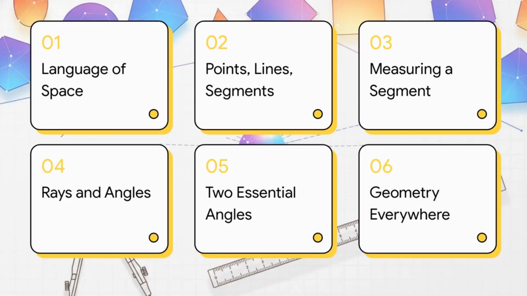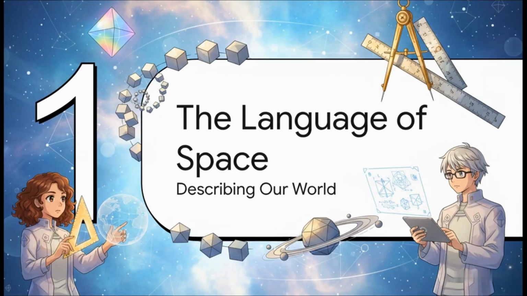All right, here's how we're going to do it. First, we'll talk about the language of space, then get into points, lines, and segments. After that, we'll figure out how to measure a line segment, introduce rays and angles, touch on two really important angles, and finally, see how geometry is literally everywhere. Let's do it. Okay, so what is geometry when you get right down to it?